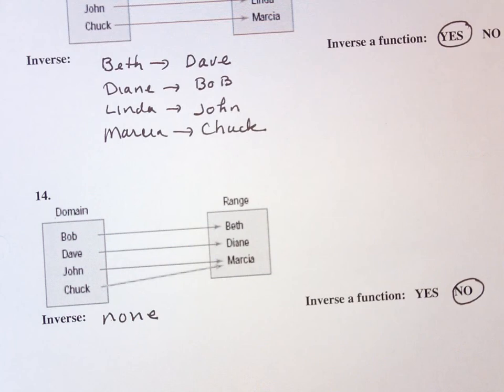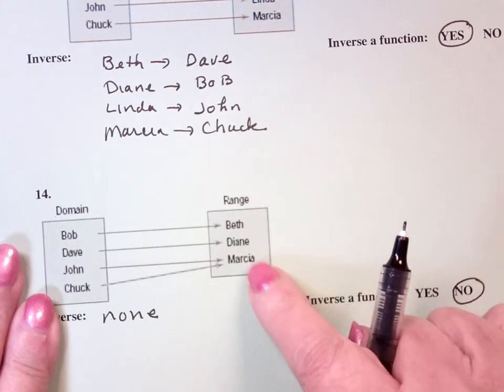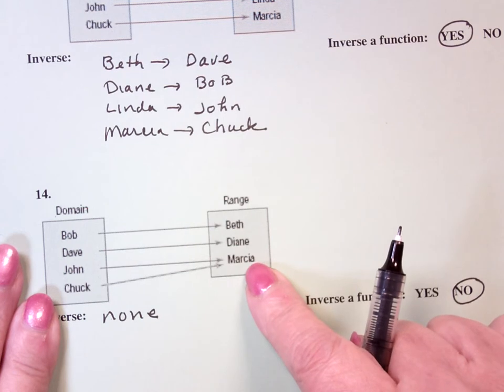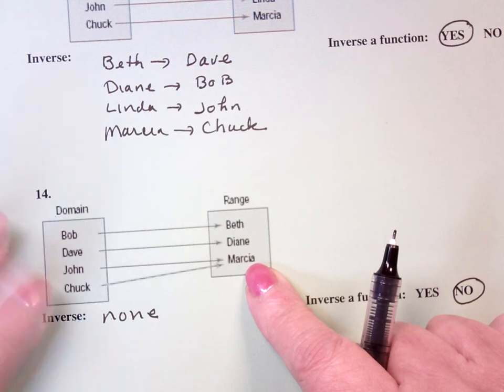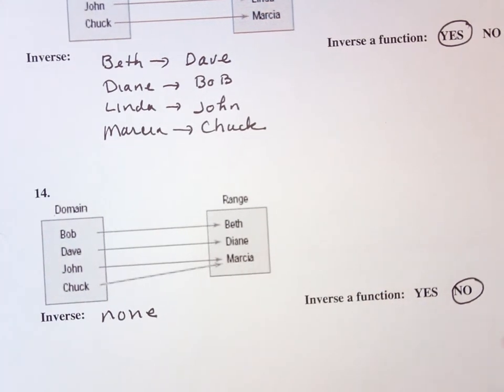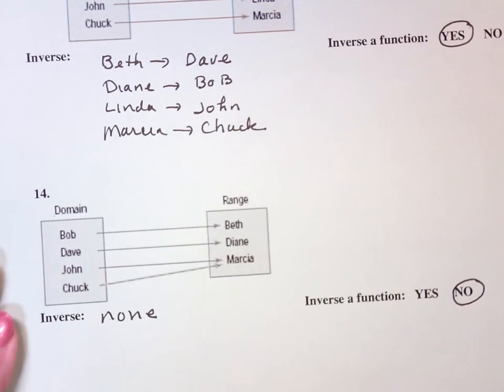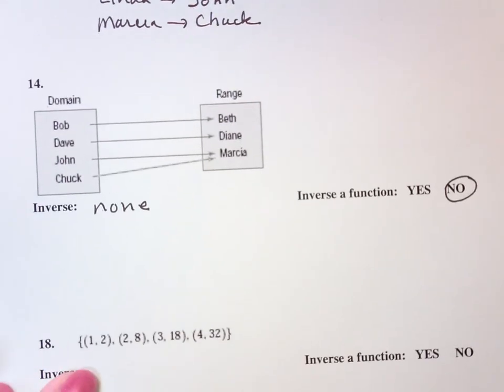See, and you could say, well, if the domain were sons and the range were mothers, Marcia could have sons named John and Chuck. It doesn't make it a function. Coming back.